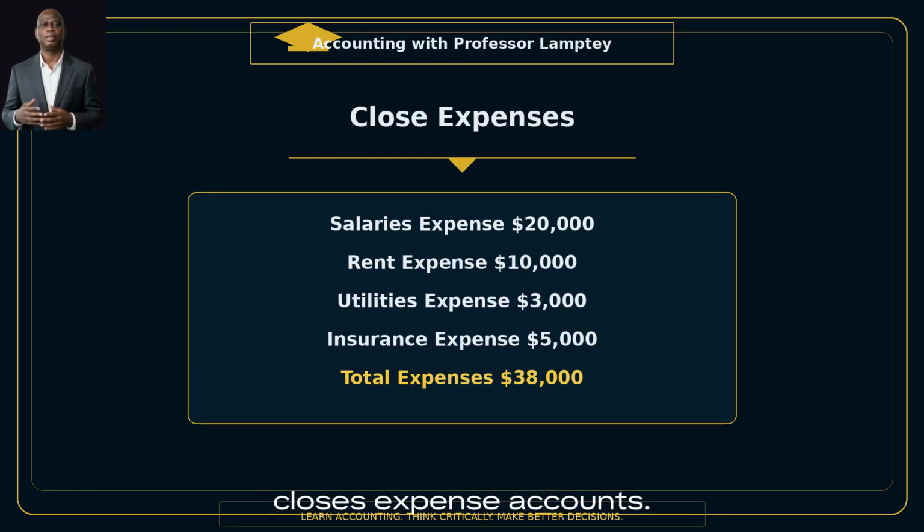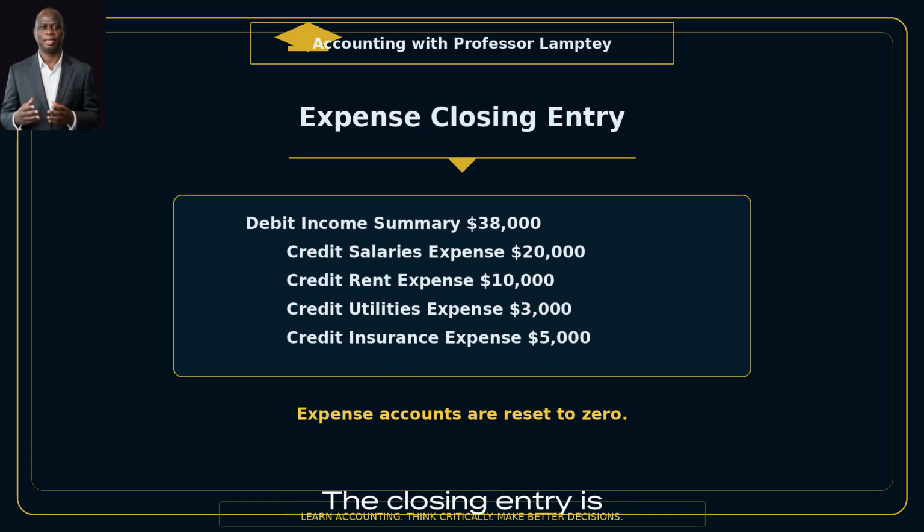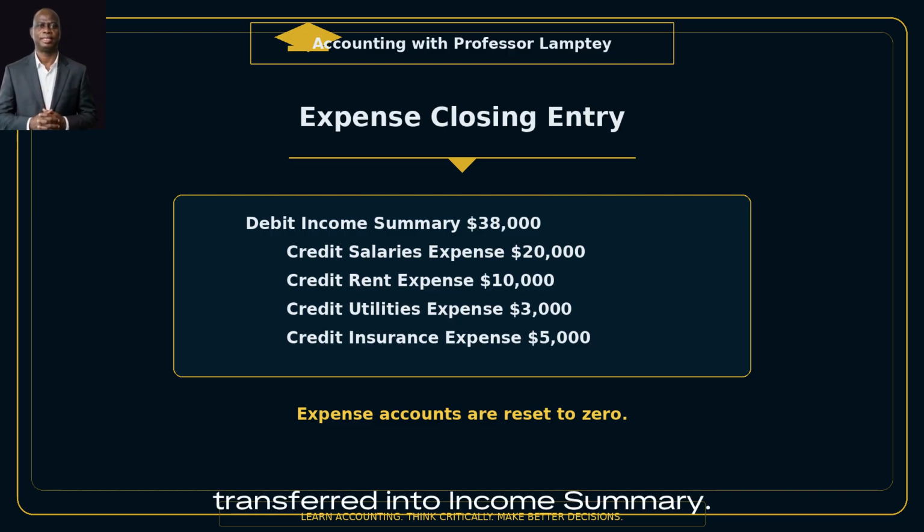The second closing entry closes expense accounts. Expense accounts normally have debit balances. To close a debit balance, we credit the expense accounts and debit income summary. Assume salaries expense is $20,000. Rent expense is $10,000. Utilities expense is $3,000. And insurance expense is $5,000. Total expenses are $38,000. The closing entry is debit income summary, $38,000, and credit the expense accounts for their individual balances. After this entry, the expense accounts are reduced to zero. The expenses have been transferred into income summary.